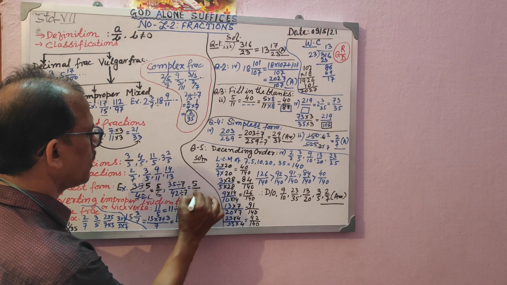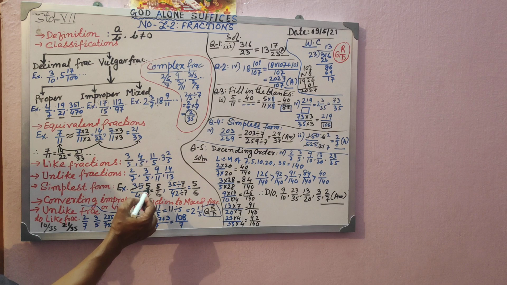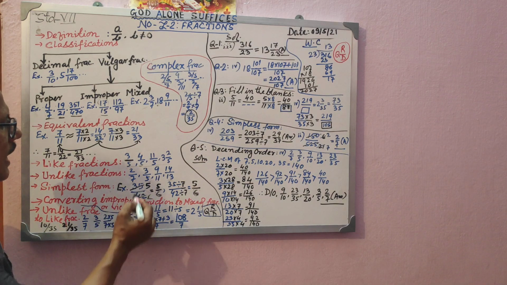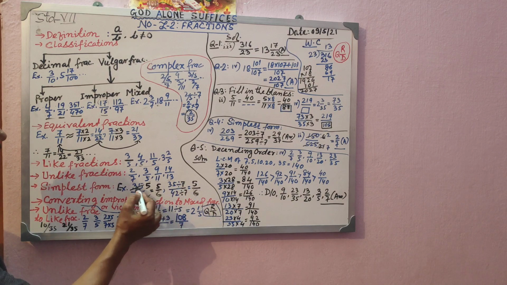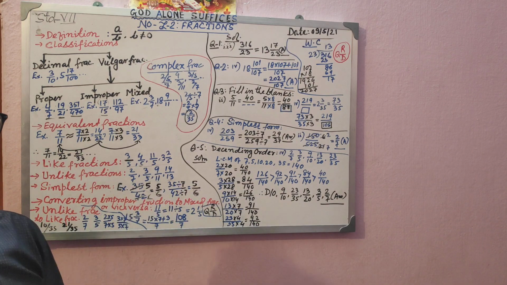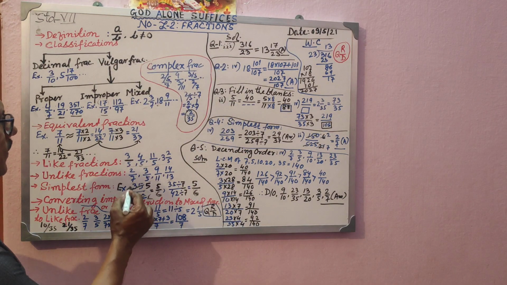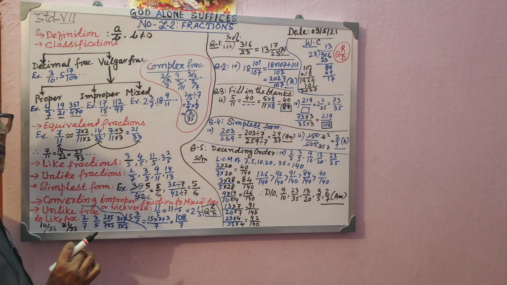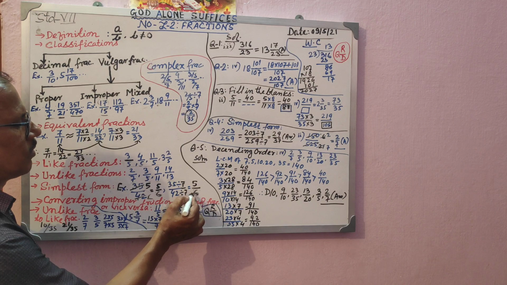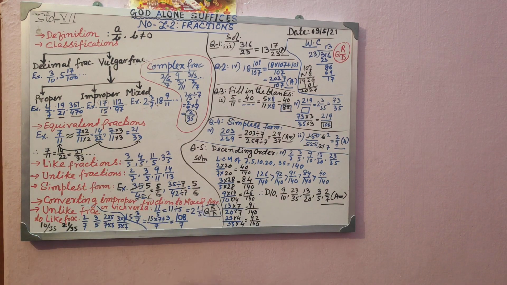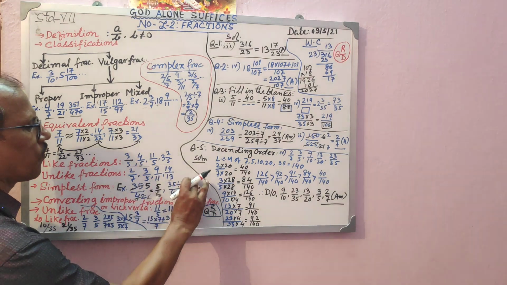Actually, what you are supposed to do is find out the HCF of these two numbers, 35 and 42, and divide by that. You will find definitely 7 will be the HCF. So 35 divided by 7 will be 5, and 42 divided by 7 will be 6. So 5 by 6 will be the smallest form.